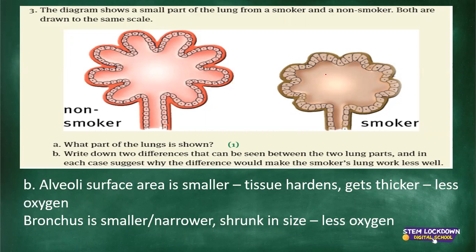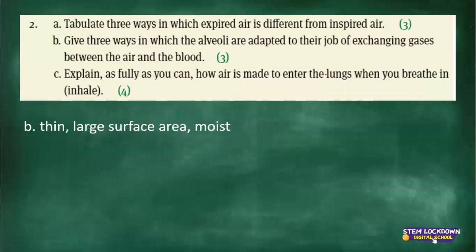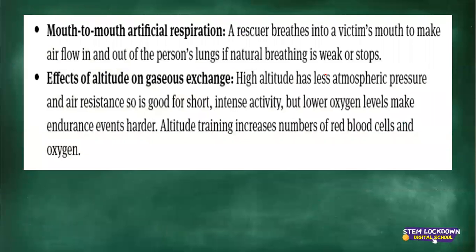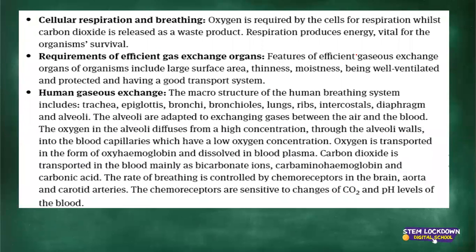The tissue hardens because of the smoke that you inhale; the tar stays on this part of the lung, on the alveoli, and it builds up. And remember the requirements for the gaseous exchange organs. Wait, let's go back to that part actually. Requirements of gaseous exchange organs. I want to go to that slide. Here, features of efficient gaseous exchange organs of organisms include what?